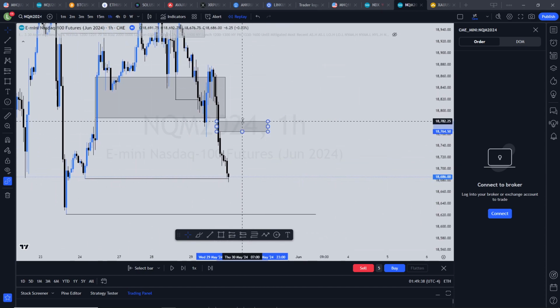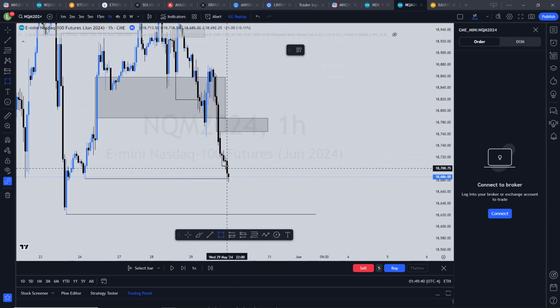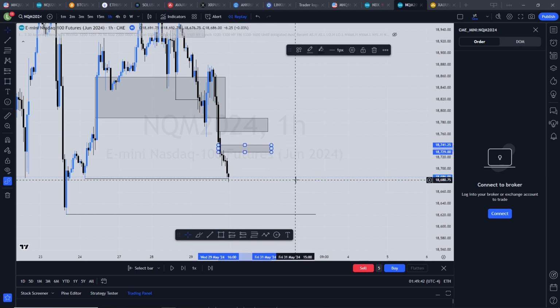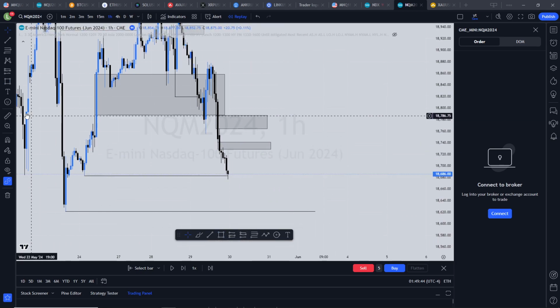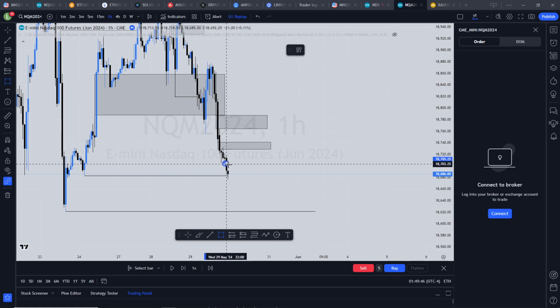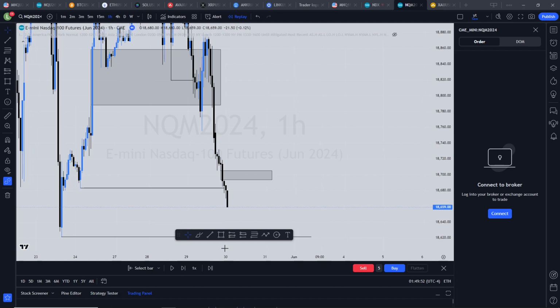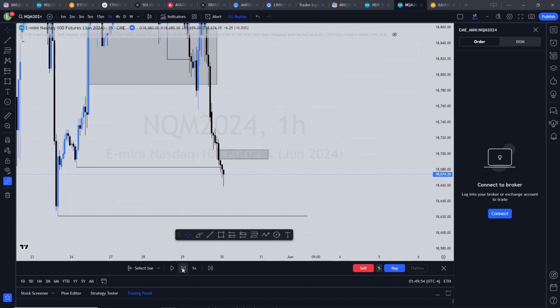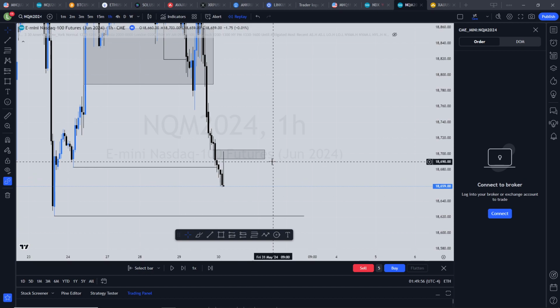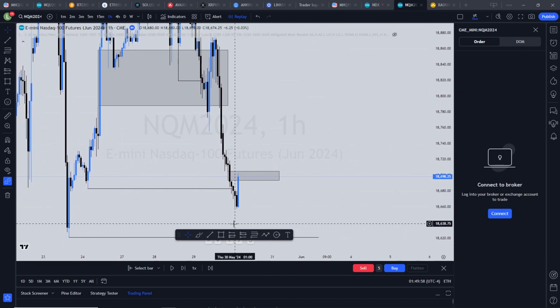We create this fair value gap as well as this one, and now we have this one. So this is the closest one. I'll be looking to see the reaction to this one. We don't touch it yet, so we're still looking for shorts until we come back and see a reaction.